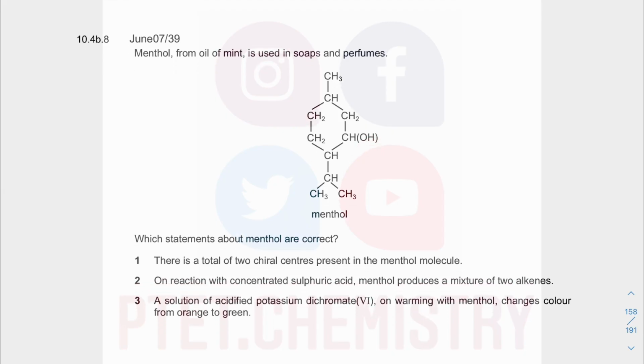In this next question, we have this thing called menthol. Which statements about menthol are correct? If I check number 2 first, on reaction with conc. sulfuric acid. Again, we are looking for elimination of water. Elimination of water is called dehydration, but the type of reaction is called elimination, as you have covered under introductory organic chemistry, if you look specifically in the syllabus. Okay, so dehydration is the name of the reaction, elimination is the type. Okay, very specific. Produce a mixture of 2 alkenes.